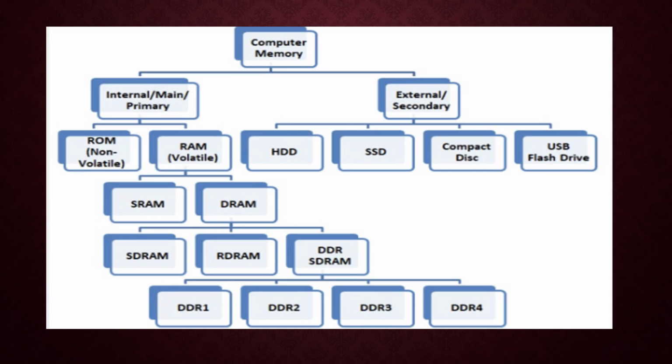So see, the computer has two types, internal and external. The internal is again ROM and RAM. Now we are studying in detail about RAM, the volatile memory. RAM is divided into SRAM and DRAM, static and dynamic. The DRAM is divided into SDRAM, RDRAM and DDR SDRAM. This DDR RAM is divided into DDR1, DDR2, DDR3, and DDR4.